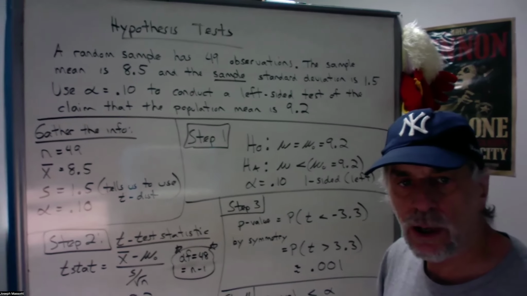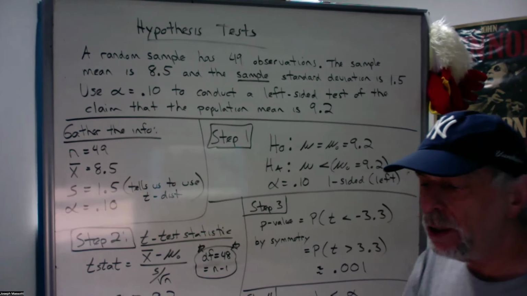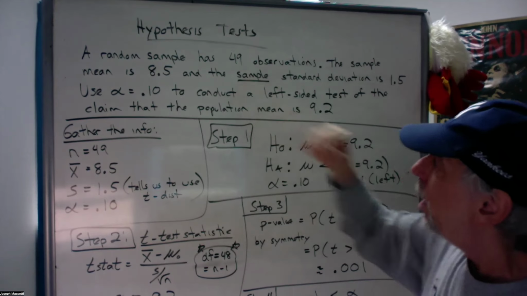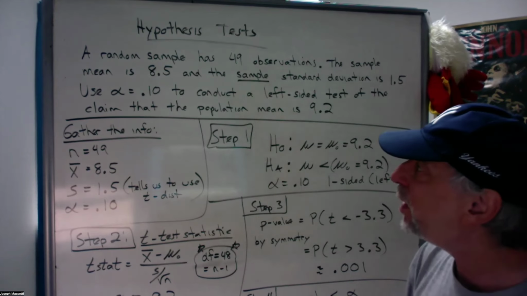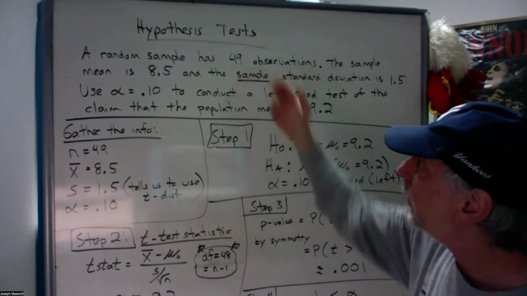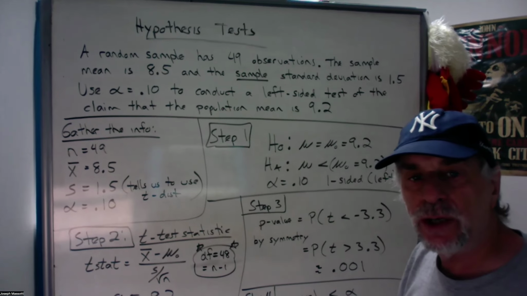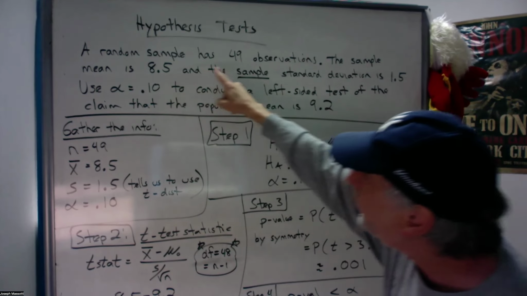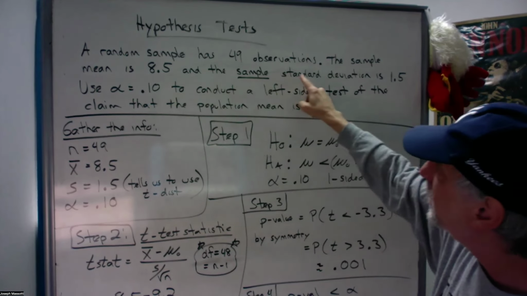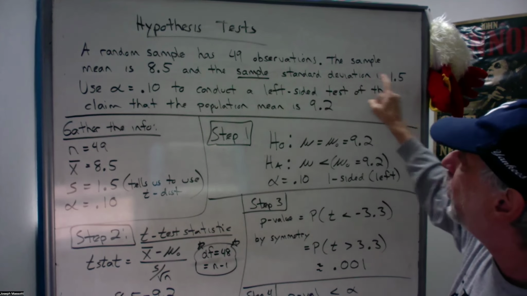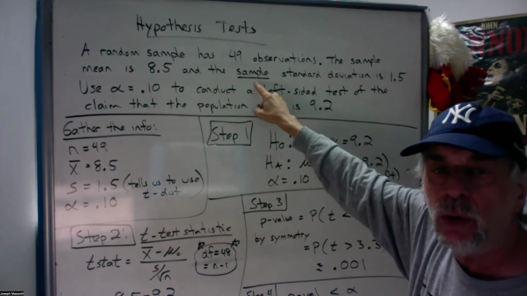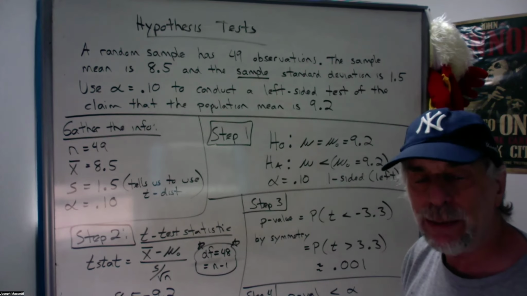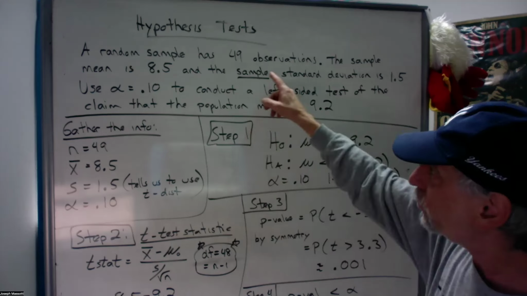Okay, another example of a hypothesis test here. Here's the situation. We take a random sample of 49 observations. The sample mean we get from that sample is 8.5, and the sample standard deviation is 1.5. As soon as you see that, you know you're going to be using the t-distribution and looking up values in the t-table to do this test.